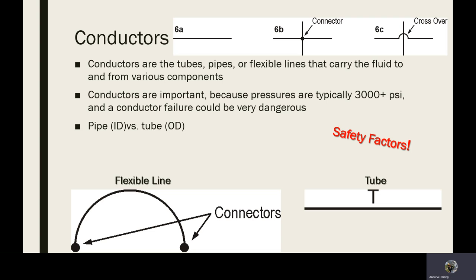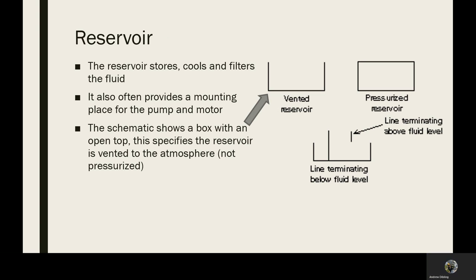Okay. Now here you can see that a connector is a dot and a crossover is just a jump over. Sometimes they don't bother jumping over, there just won't be a dot. So that will indicate, very much like an electrical circuit, that it isn't actually connected.